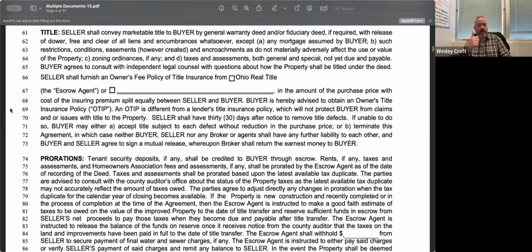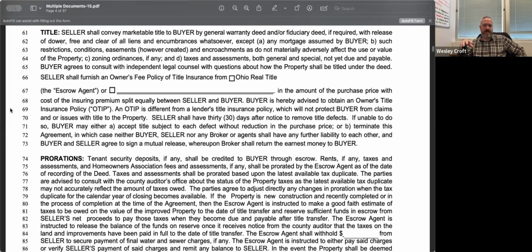So on line 61, seller shall convey marketable title to buyer by general warranty and/or fiduciary deed with release of dower, free and clear of all liens and encumbrances, except for A, any mortgage that's being assumed by the buyer, which in my 9 years of being in real estate, that's never happened. B, such restrictions, conditions, or easements and encroachments that do not materially adversely affect the use or value of the property. You would know that based on the title search, which we'll get into in a second.